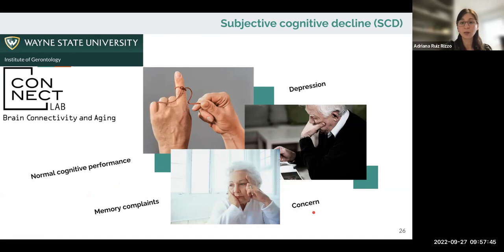People are concerned about those complaints, those decreases. There could be depressive symptoms associated because of the loss that is perceived. People fear that they could develop dementia later on. But the puzzling thing is that there is normal cognitive performance. So even though they perceive that something is changing, that something is getting worse, still they do very well in cognitive tests. So that's why I feel this is a very intriguing topic to investigate, because we have to find ways to objectivize these subjective perceptions.